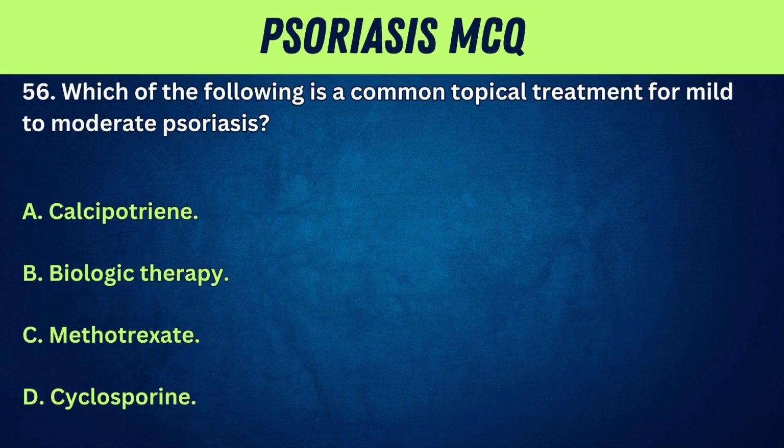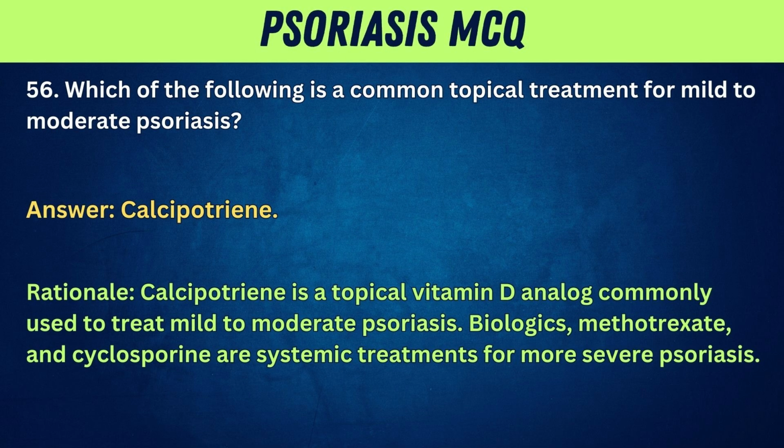56. Which of the following is a common topical treatment for mild to moderate psoriasis? A. Calcipotriene. B. Biologic therapy. C. Methotrexate. D. Cyclosporin. Answer: calcipotriene. Rationale: calcipotriene is a topical vitamin D analog commonly used to treat mild to moderate psoriasis. Biologics, methotrexate, and cyclosporin are systemic treatments for more severe psoriasis.